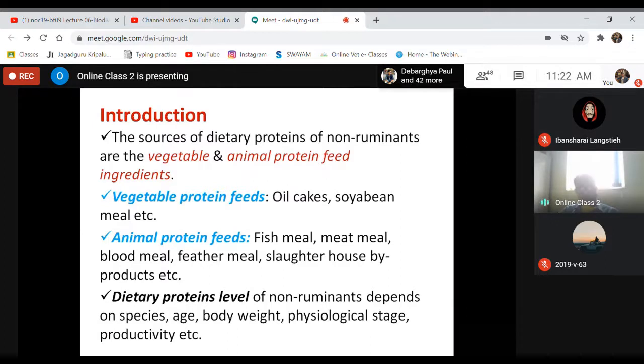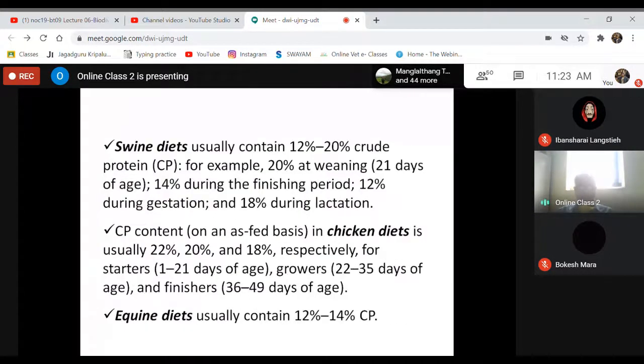Different kinds of animals need different levels of protein in their ration, and it also depends on their age, body weight, physiological stage. That means the animal may be growing, pregnant or lactating, and depending on that, the dietary protein level should be different in their ration. And productivity. If, suppose, lactating animals, depending on the milk production, depending on the litter size, the dietary protein requirement will vary, and that way we have to provide dietary protein to them.